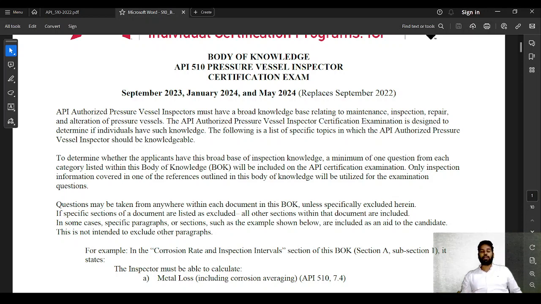So this document tells you what knowledge an inspector should have, and these are some topics that are listed out. All of these topics are going to be fair game for your examination.